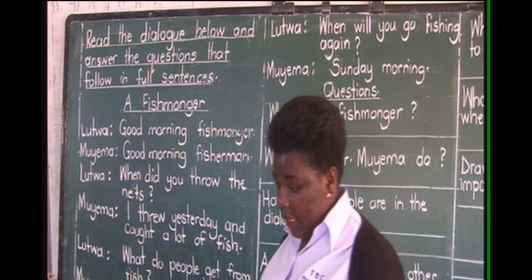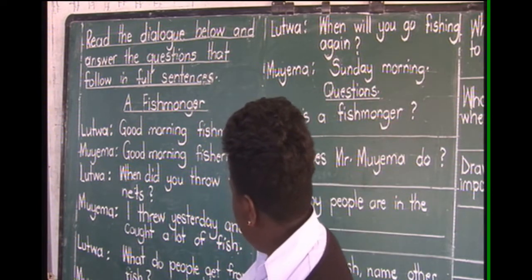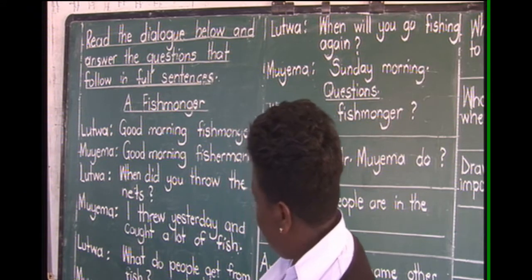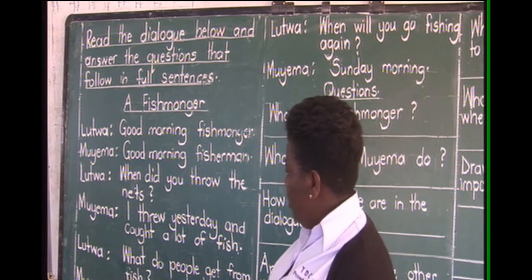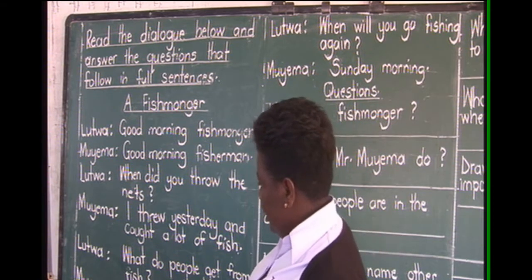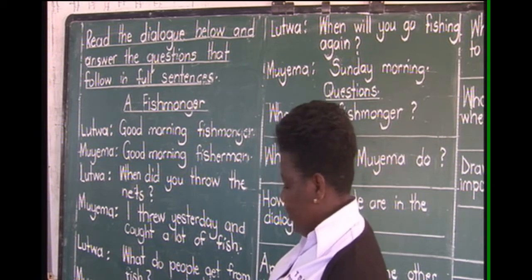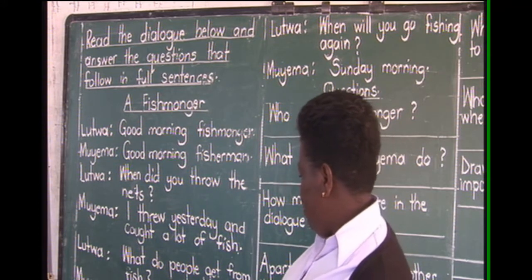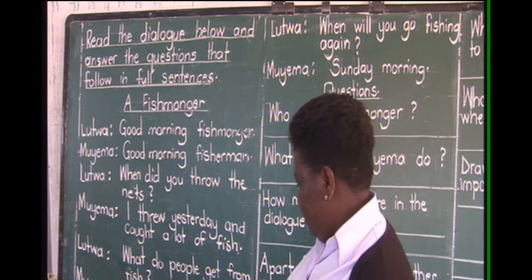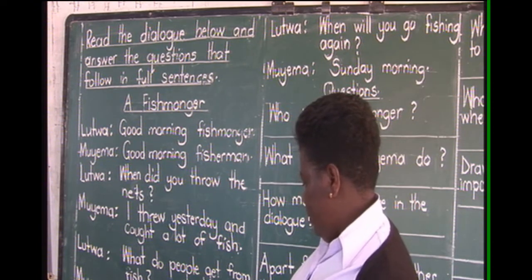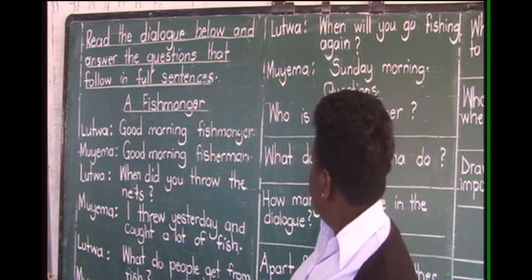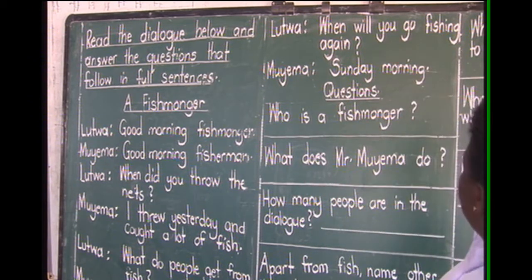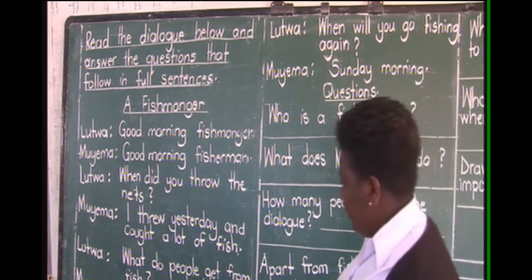So we are beginning. Good morning, fishermonger. Good morning, fishmonger. Good morning, fisherman. Where did you throw the nets? I threw yesterday and caught a lot of fish. What do people get from fish? They get energy when they eat fish. Fish is a source of proteins. When will you go fishing again? Sunday morning. Wow, thank you so much. We are going to do it again.